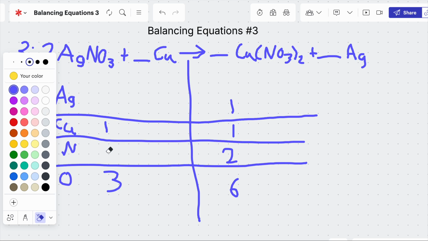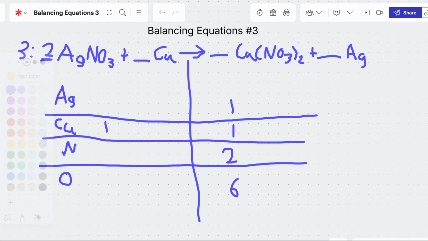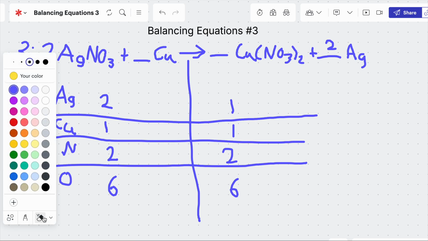That's going to change our Ag's, our N's, and our O's. So for Ag's, 2 times 1 gives us 2. For our N's, same thing, 2 times 1 gives us 2. And for our O's, we have 2 times 3, which is 6. Awesome, so now almost everything matches up. Our Ag's are off. But luckily, this Ag right here is just all by itself, so we can just bump that up to 2. And we should be good to go.